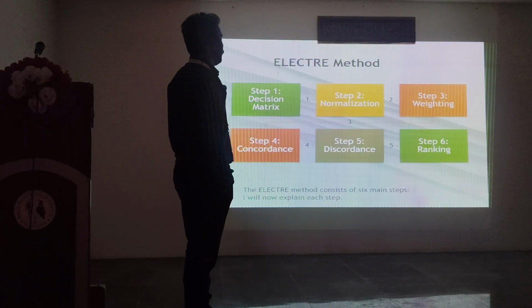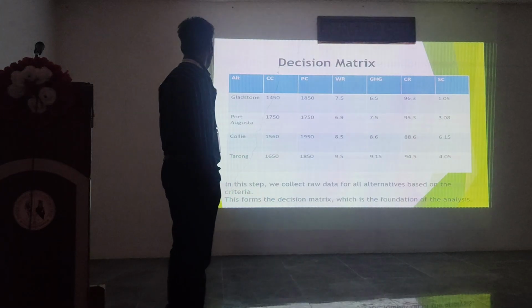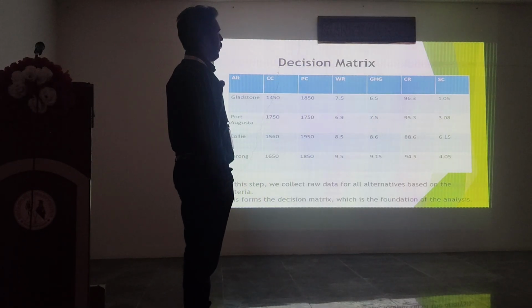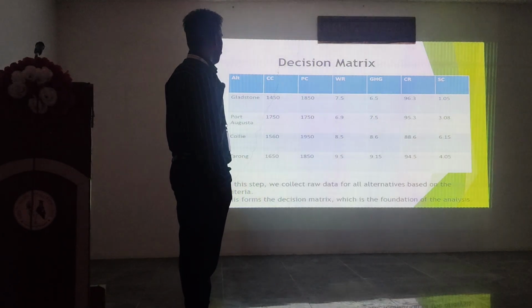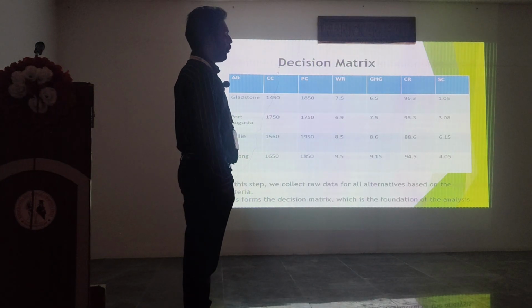The ELECTRE method consists of 6 main steps. Step 1, decision matrix; normalization; weightage; concordance; discordance; ranking. I will now explain each step. Next. Decision matrix. In this step, we collect raw data for all alternatives based on the criteria. This forms the decision matrix, which is the foundation of the analysis.